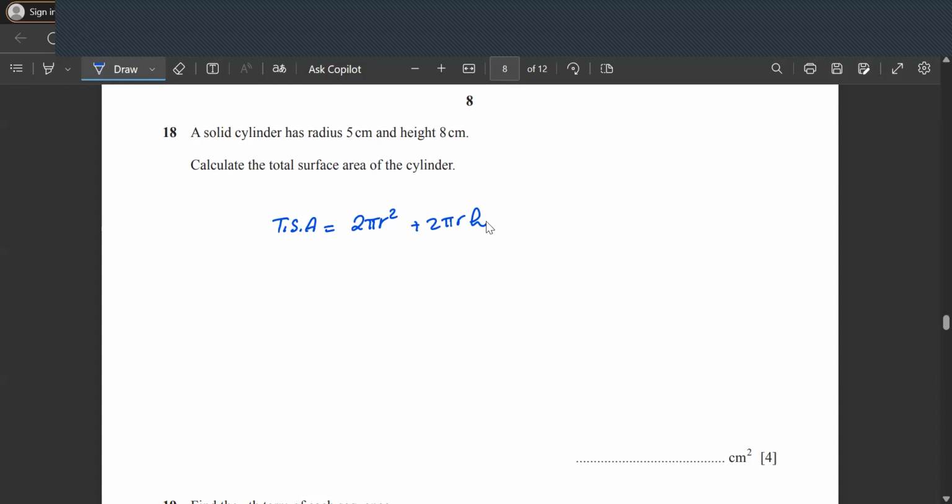2 pi r, the length, and h, the width. Of course, no need to do that in the exam. If you solve 2 or 3 questions by hand using this rule, you will memorize it. So the total surface area is 2 pi r squared plus 2 pi r h, and then substitute, you will get the answer.